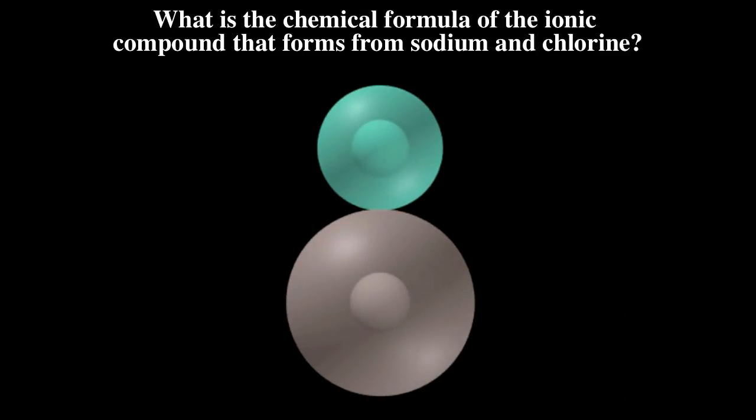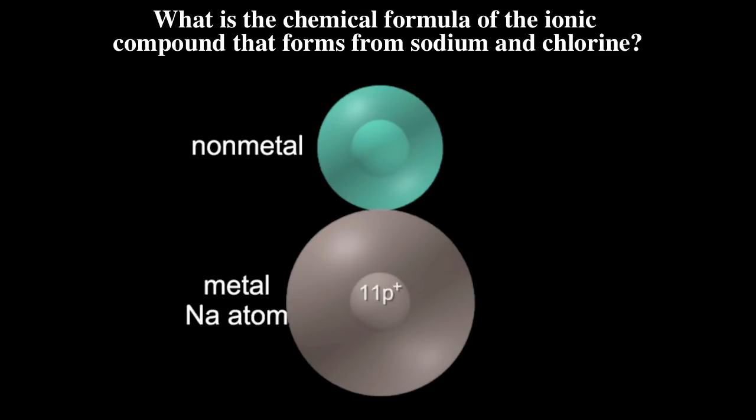Let's isolate the key step and examine a simplified version of it. Electron transfer from a metal atom to a non-metal atom. The sodium atom has 11 protons and 12 neutrons in its nucleus, and 11 electrons around the nucleus.